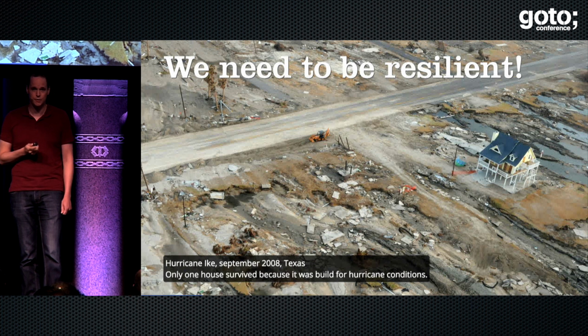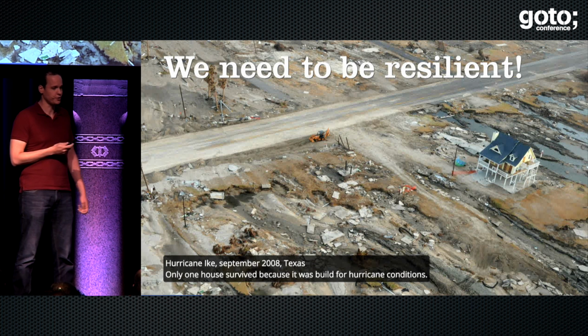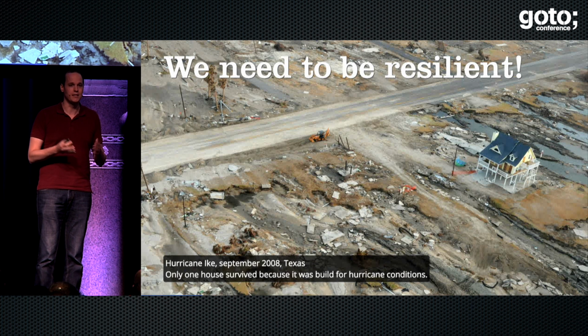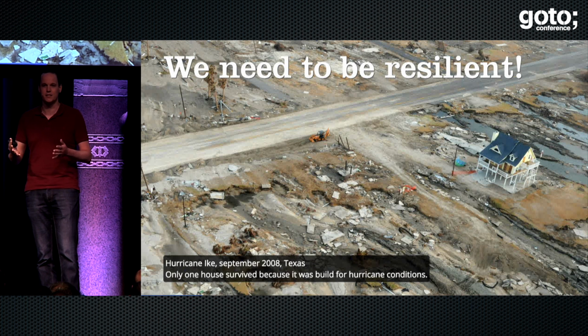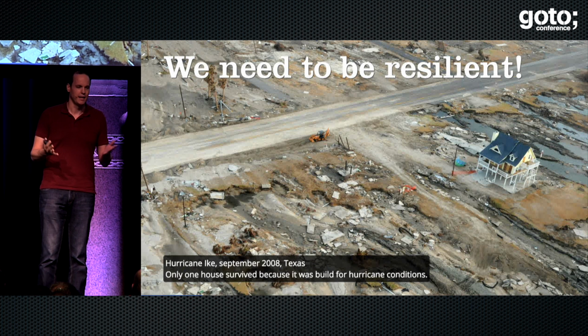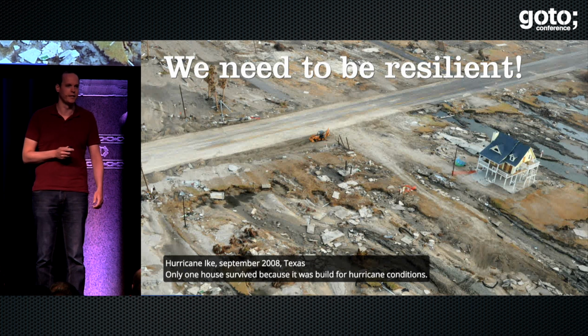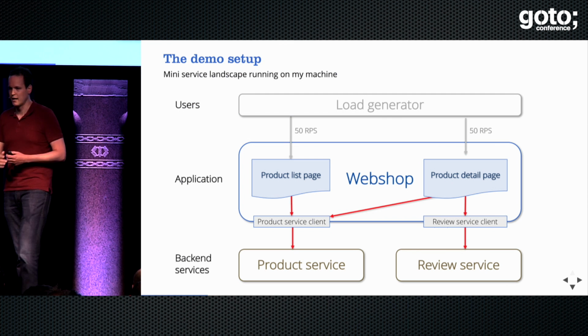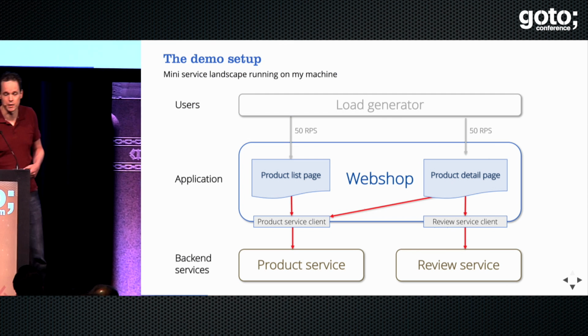So we need to be resilient. And this is an example of Texas in 2008, where a hurricane came by, Hurricane Ike. And this was a nice neighborhood on the coast. And only one house was really built to withstand those hurricane conditions. And well, the rest is the result you see here. So like I said, I have a demo running. It's actually running on my machine now.